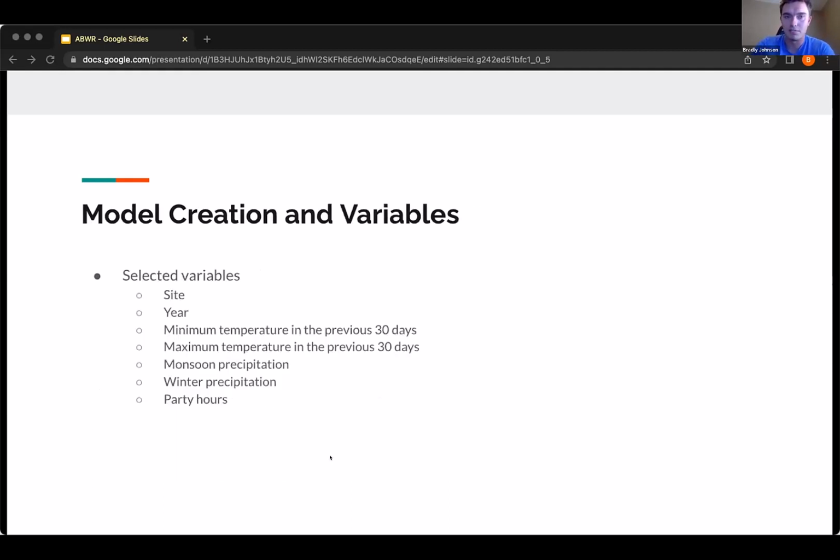Once we created all the potential variables, we analyzed them and ended up going with these 7 variables. So the ones we selected were the sites themselves, year, so that as the study goes on, the minimum temperature in the previous 30 days, the maximum temperature in the previous 30 days, monsoon precipitation, winter precipitation, and party hours.